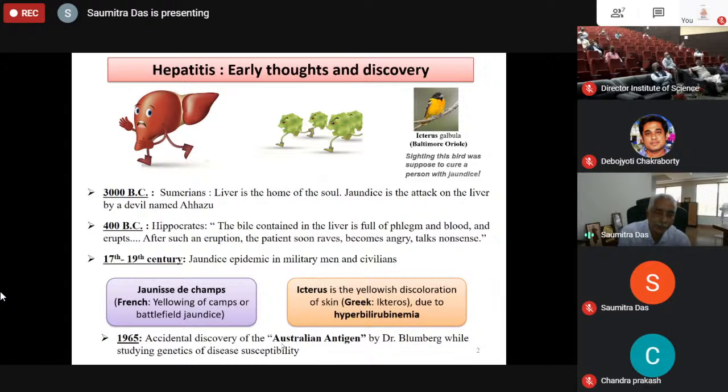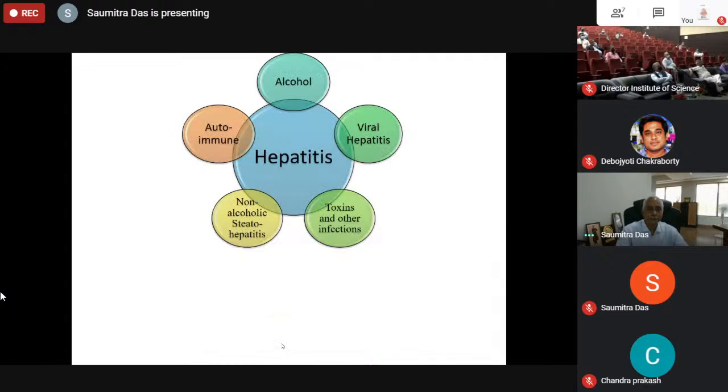While all these things were going on, in 1965 David Boehmer, in search of the genetic association with disease susceptibility, accidentally ended up discovering the Australian antigen, which is the cause behind hepatitis B. At that time, it used to be called hepatitis B.